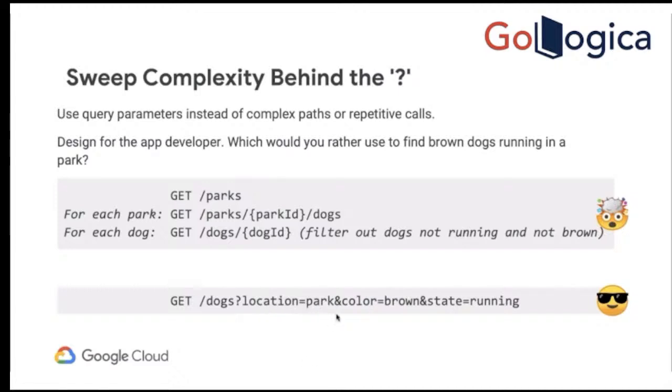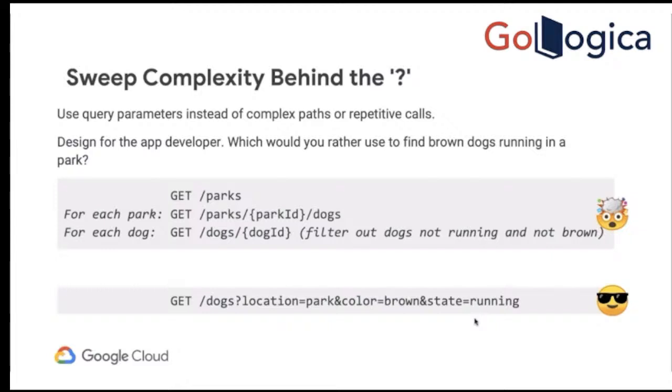Location is park, color equal to brown, and state equal to running. So these are the parameters. These fields are not the key attributes. Because these are repetitive, these are the normal, standard attributes which can be used to filter. So those attributes should be in the query parameter.